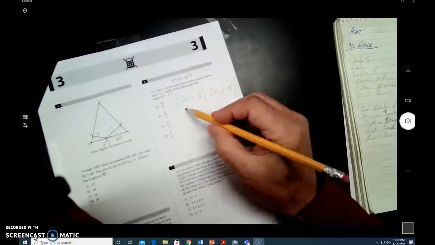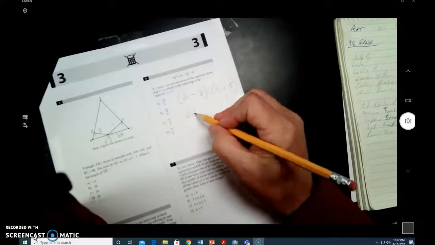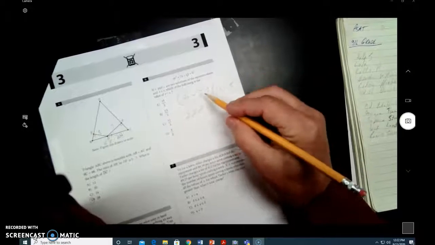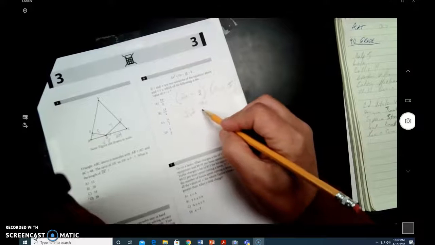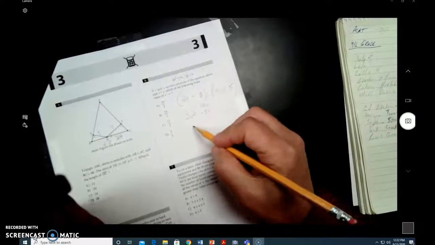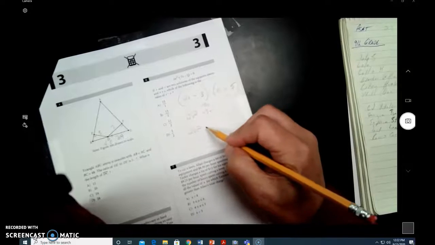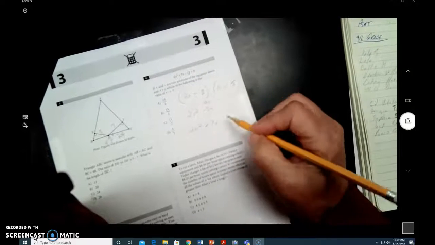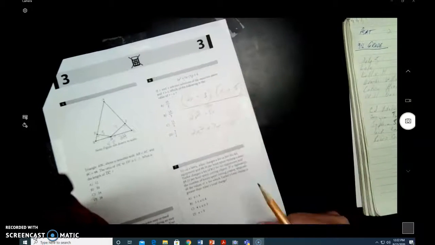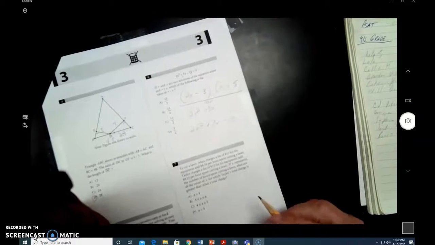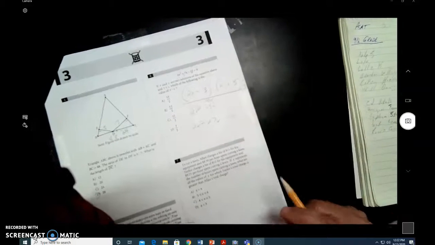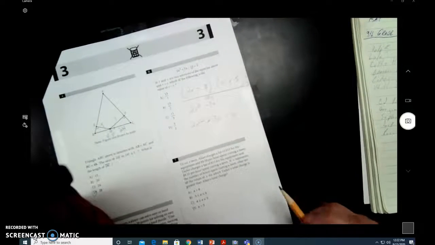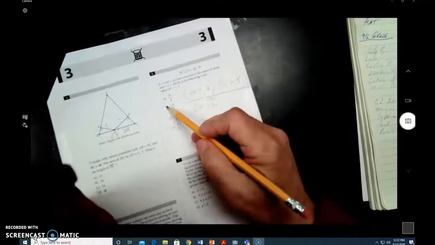Let's just see that. 2x times x, 2x squared. 2x times 5 is 10x. Negative 3 times x is negative 3x. Remember, you put these two together. 2x squared plus 7x minus 15. Yes, this was how you solve that. So 2x minus 3 times x plus 5 equals 0. And then we shouldn't be too far away from figuring out that B was the answer.